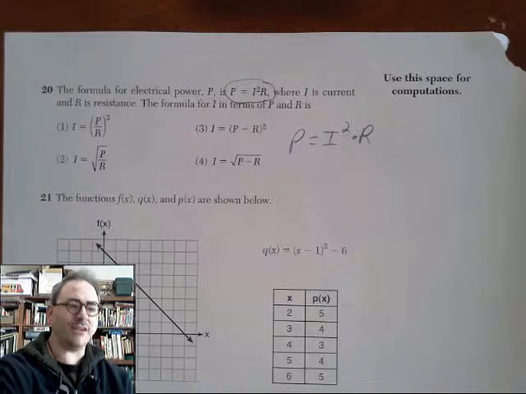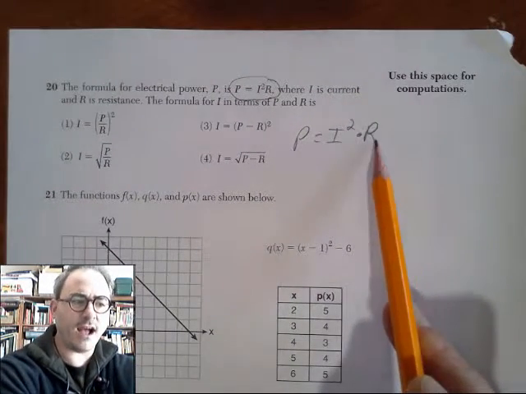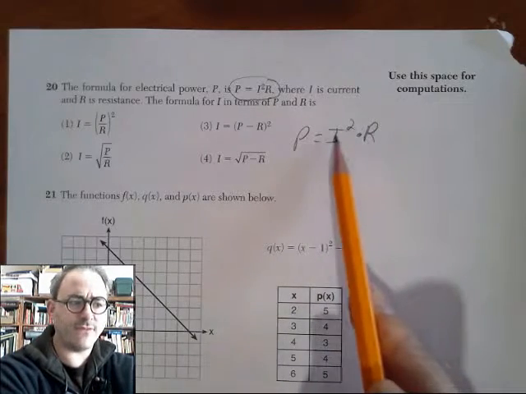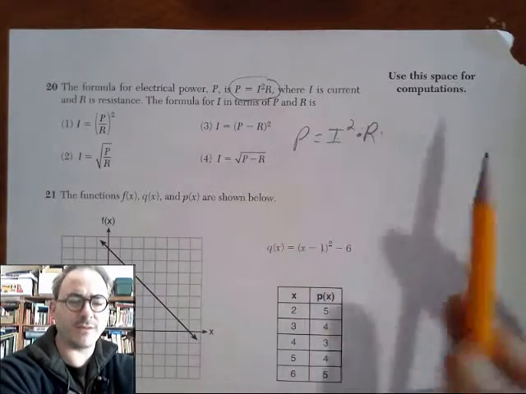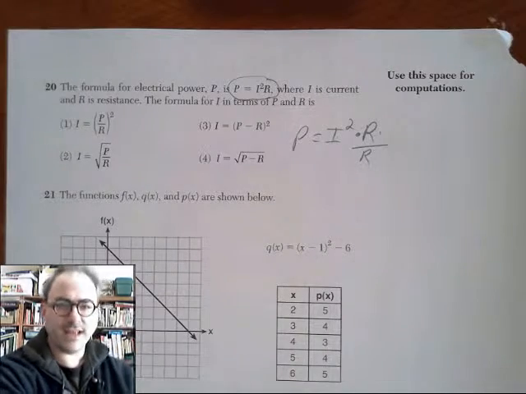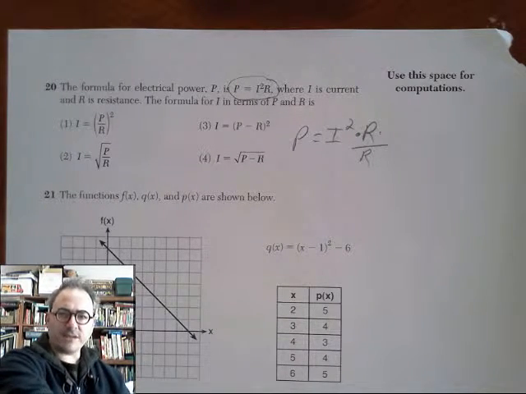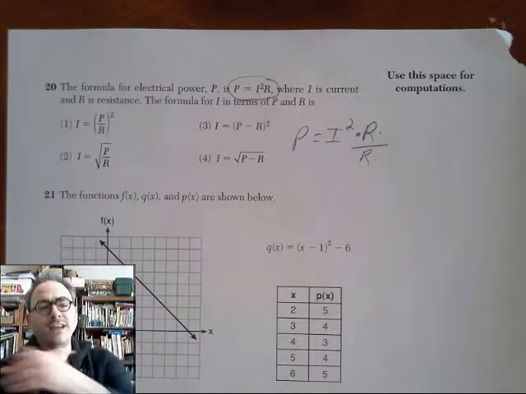I know that sounds scary, but I have I squared times R. I want to get P and R on the same side of this equation. So if I have this times R, to move R to the other side of my equation, I'm going to need to divide by R, right? If I have something times 5 on one side of my equation, I would divide by 5 on both sides of the equation to move that 5 over to the other side.